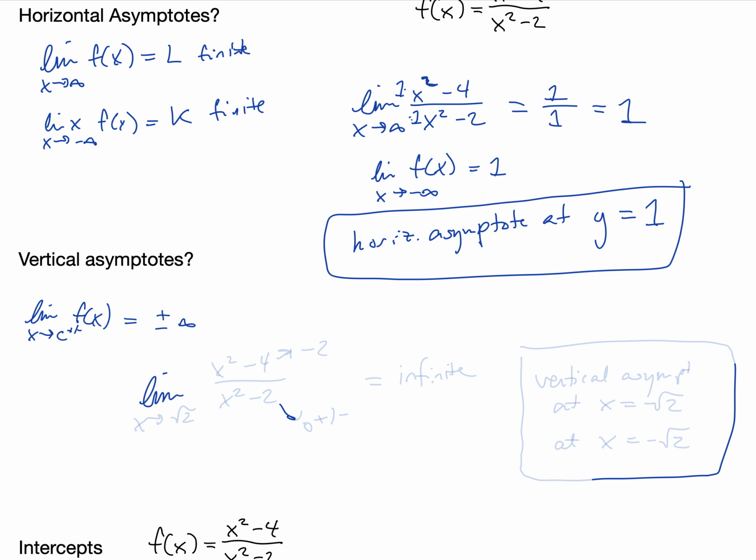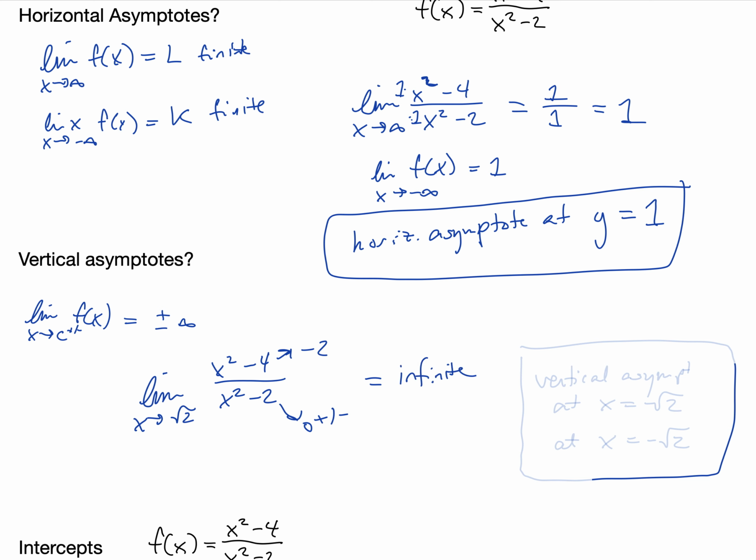So if we look at the limit as x goes to, say, the square root of 2 of x squared minus 4 over x squared minus 2, we see that the denominator will be going to 0, while the numerator will go to square root of 2 squared minus 4, which is negative 2. So this could be going to 0 from the left or from the right, but in any case, this is going to be an infinite limit.